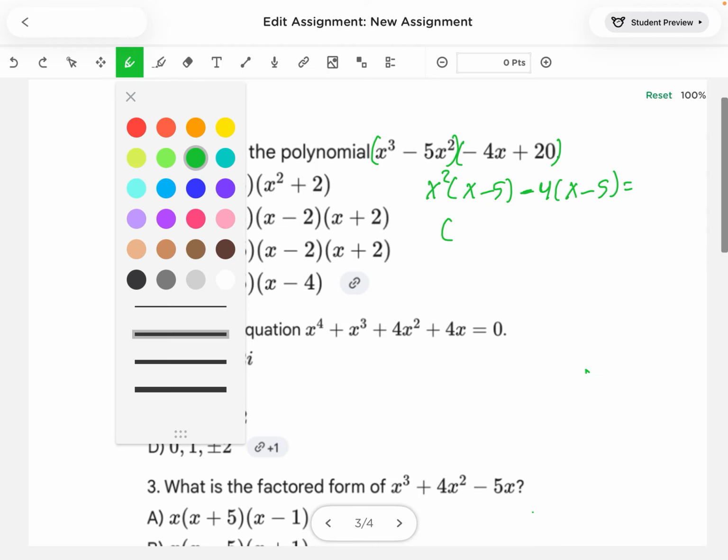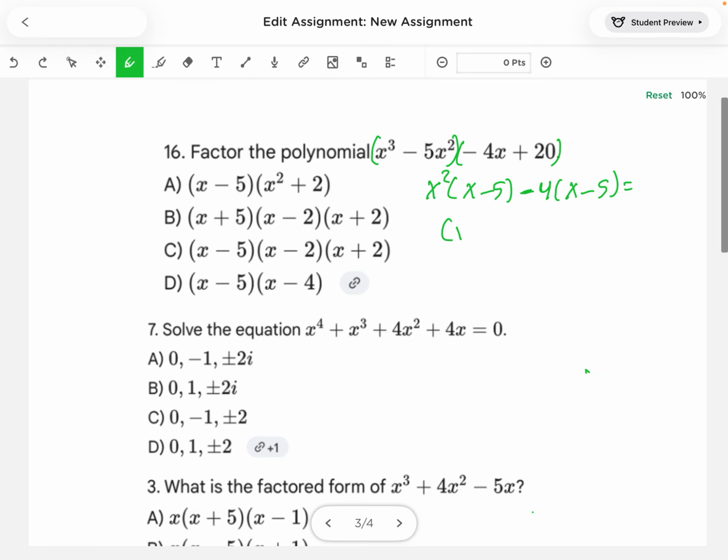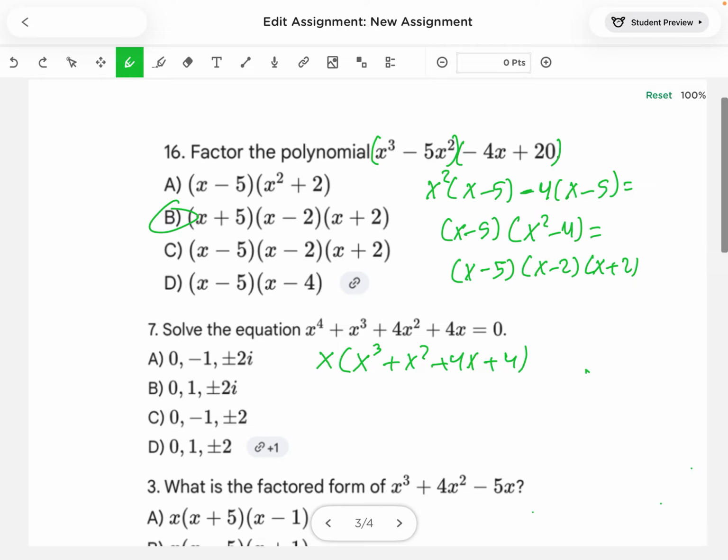Now we continue. x minus 5 is a common factor, and I will have x squared minus 4. Then x squared minus 4 is x minus 2 and x plus 2. This is x minus 5. Well, answer is B. And for the first one, you can take x as a GCF first and have x cubed plus x squared plus 4x plus 4.